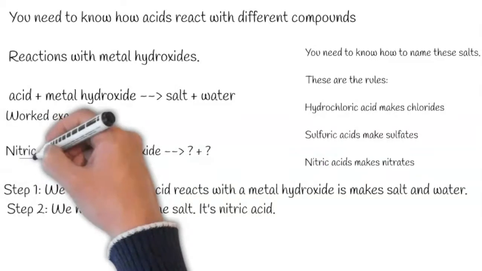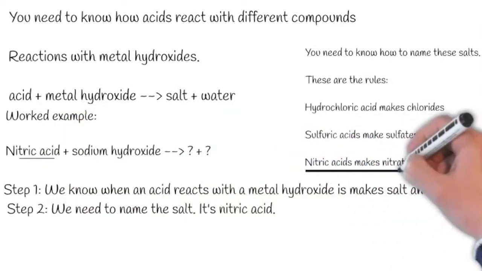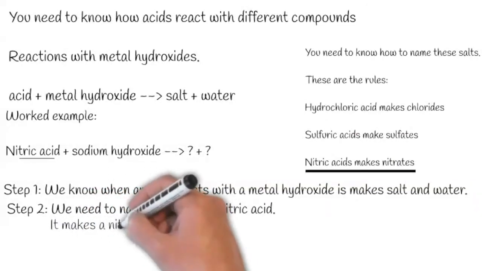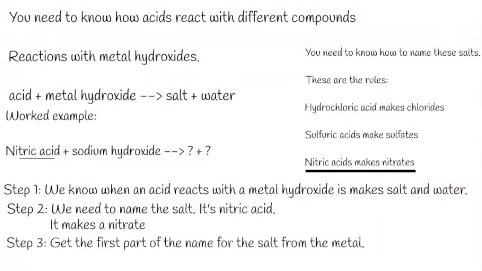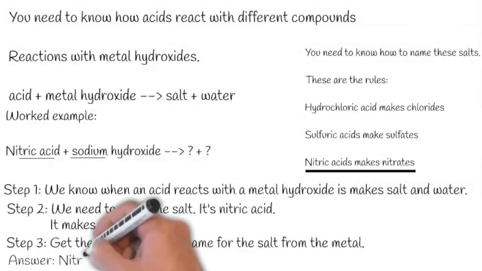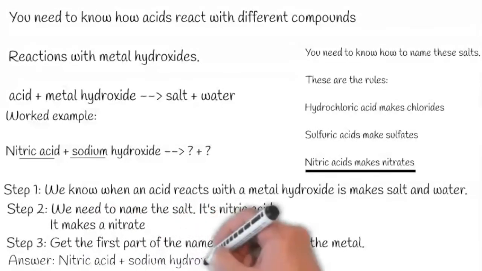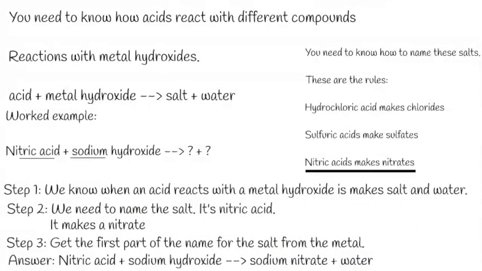It's a nitric acid, and therefore it's going to make a nitrate. Again, we need to get the first part of this nitrate from the metal. It's sodium hydroxide, so it's nitric acid plus sodium hydroxide makes sodium nitrate plus water.